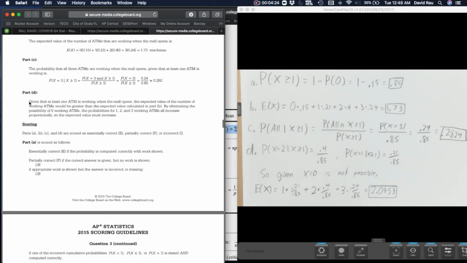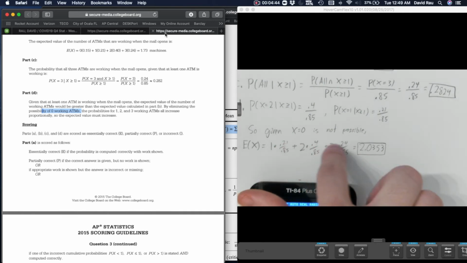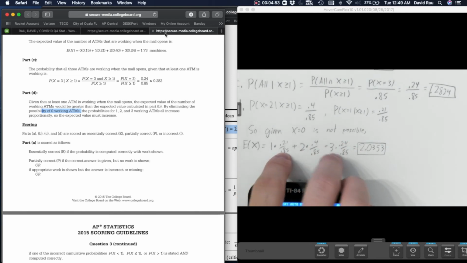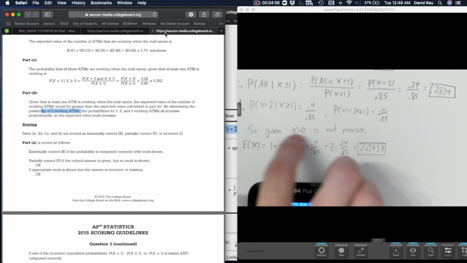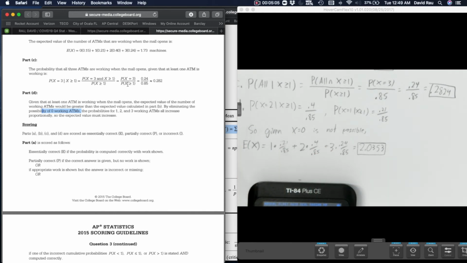But then, for part D, they just give a verbal answer. Given at least one ATM is working, the expected number would be greater since by eliminating the possibility of 0 working ATMs, the probabilities for 1, 2, and 3 working ATMs all increase proportionally. So in other words, before, all of these were over 1, each of these little individual 0.21, 0.4, and 0.24, and now, since the answer choice is eliminated, they're all out of 0.85. So you're making the denominator smaller, so you're making this whole fraction proportionally larger. They're all growing by the same proportion, being divided by 0.85 instead of being divided by 1.